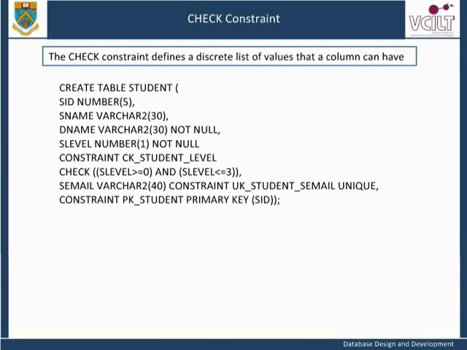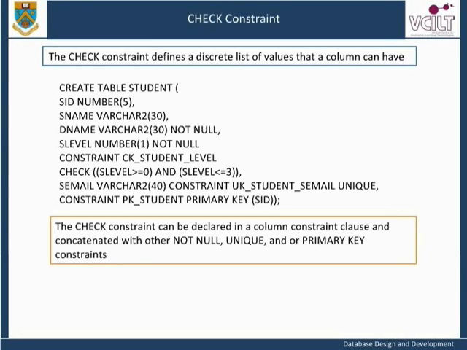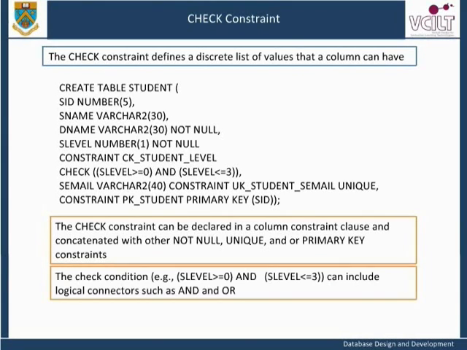Notice two things in the above create statement. First, the check constraint can be declared in a column constraint clause and concatenated with other not null, unique, and/or primary key constraints. When a column constraint clause is concatenated, there is no separator between the different constraints, just a comma after the last constraint. Second, the check condition can include logical connectors such as and, or. Thus, it is possible to define a complex condition.